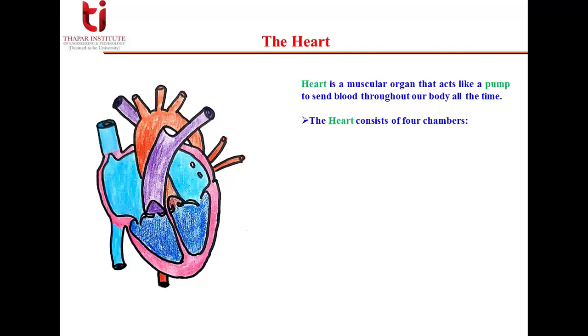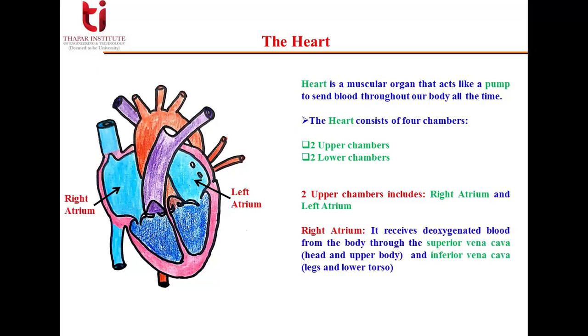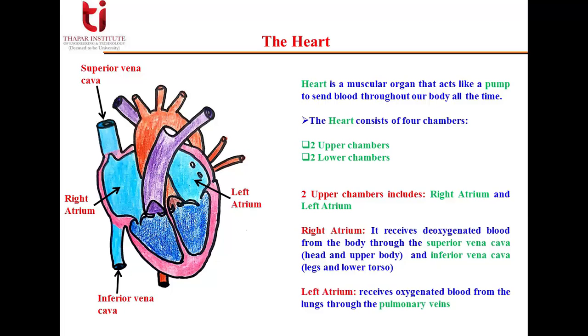It consists of four chambers, two upper chambers and two lower chambers. The two upper chambers constitute the right atrium and the left atrium. The right atrium receives deoxygenated blood from the body through the superior vena cava and the inferior vena cava. The left atrium receives oxygenated blood from the lungs through the pulmonary veins.